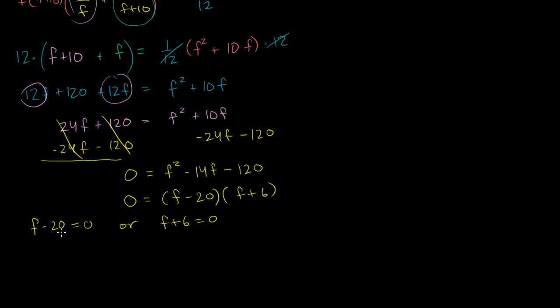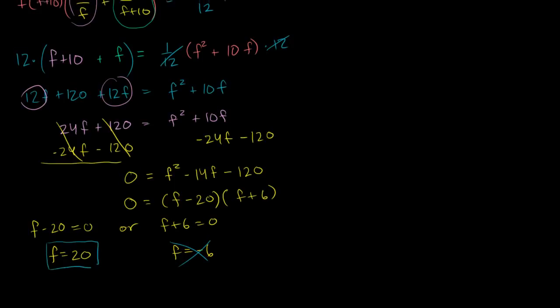Add 20 to both sides of this equation, and you get f is equal to 20. Remember, f is how many minutes it takes for the fast hose to fill the pond. And if you take this one, you subtract 6 from both sides, you get f is equal to negative 6. Now, when we're talking about how many minutes it takes for the fast hose to fill the pond, it doesn't make any sense to say that it takes negative 6 minutes. So we can't use this answer. We need a positive answer. F is equal to 20.